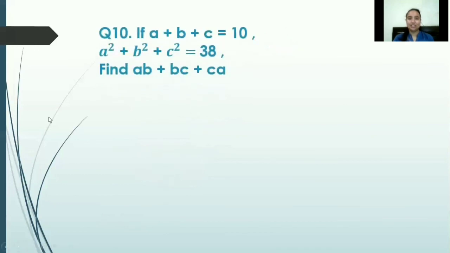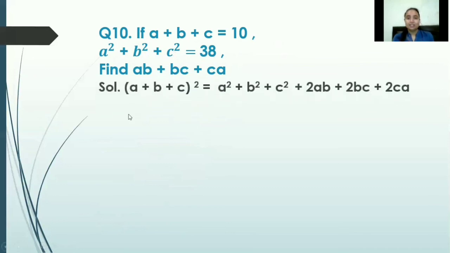See the last question. If a plus b plus c equals 10 and a square plus b square plus c square equals 38, then find this. This is such an easy question, and sometimes it comes in a long answer, giving you 2-3 marks easily. So pay attention here, okay? So the formula that we have to use, because there are three terms, is a plus b plus c whole square, and I am going to substitute the values carefully.